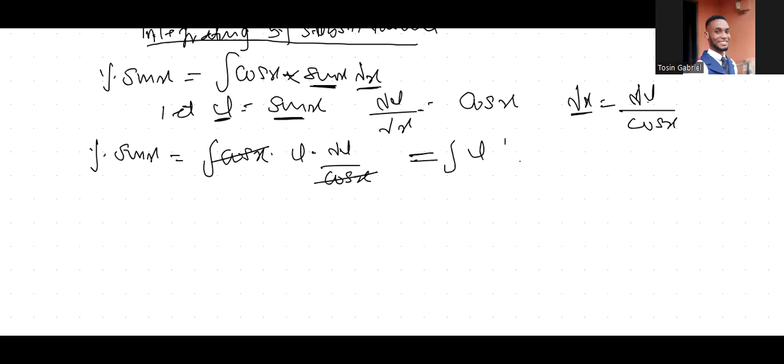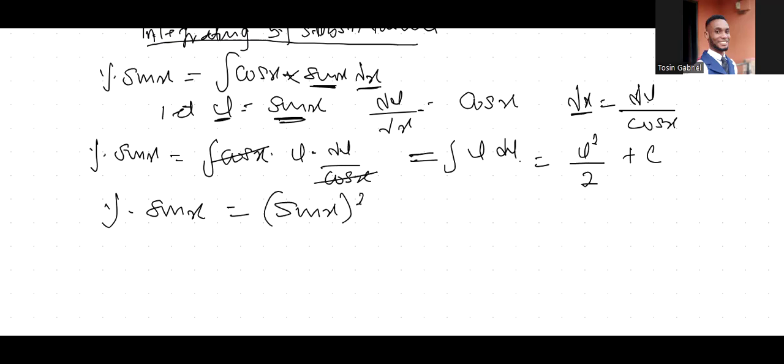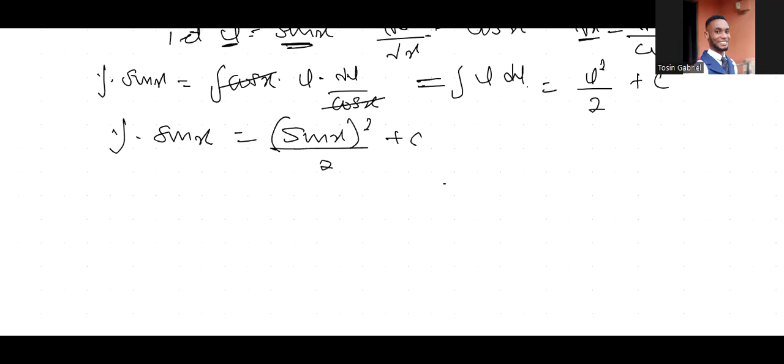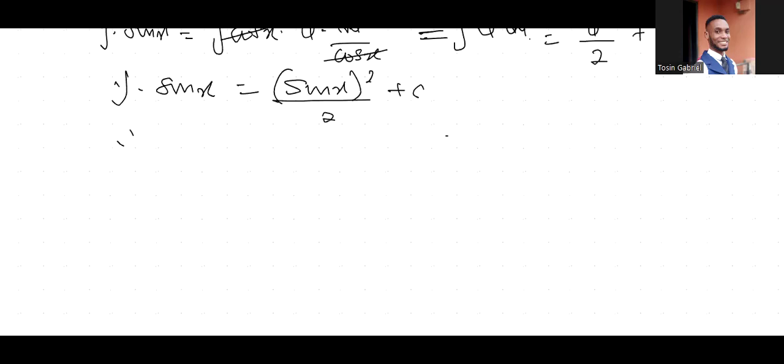Now when you integrate u, we already know it is going to be u squared over 2, then plus c. Therefore, y multiplied by sine x is equal to u. What is u? u is sine x, so it's going to be sine x squared over 2, then plus c. Then you have that y multiplied by sine x is equal to sine squared x over 2, then plus c.